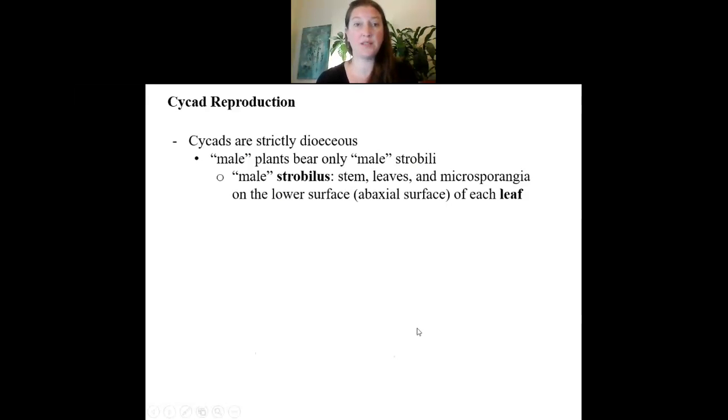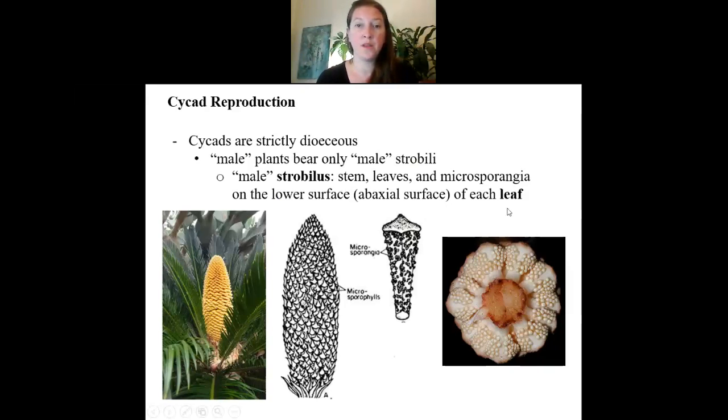And the strobilus is, as we know already, stem, leaves, and then the microsporangia will be on the surface of each leaf. And like the ferns, they're on the bottom side of the leaf, right? Abaxial side. So here's what a strobilus looks like from a male plant.